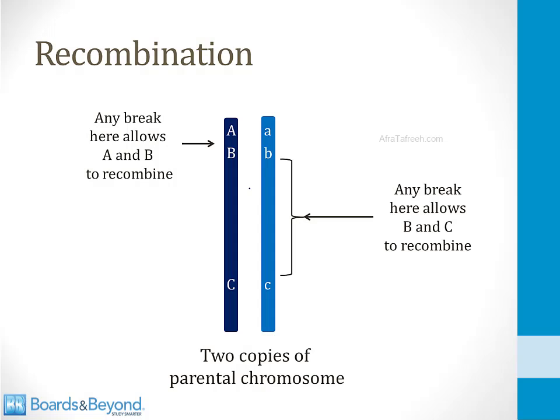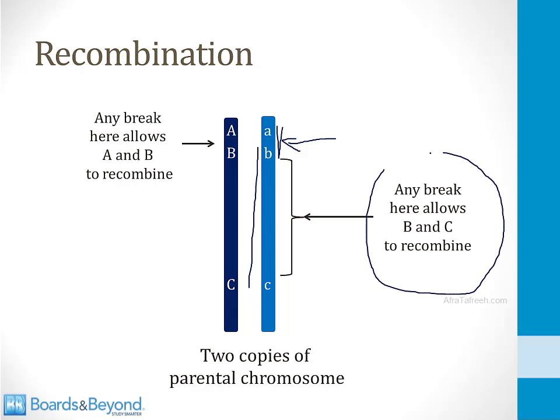The reason there is little crossover and recombination when genes are close together is because of what I've shown on the screen here. Imagine that the A and B genes are very close together. Only a break in this small section of DNA is going to allow them to recombine. Now imagine that the B and C genes are very far apart. There is a huge span of DNA in which any break will allow B and C to recombine. Thus, you are going to get lots more recombination of the B and C genes relative to the amount of recombination you will get of the A and B genes.